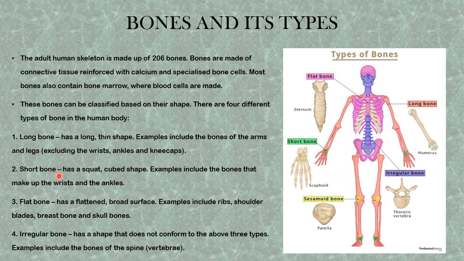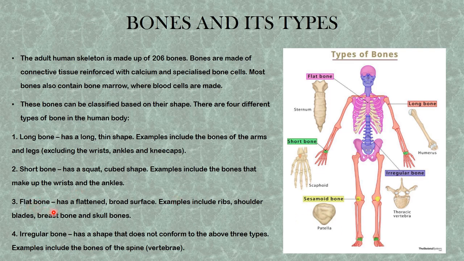Number 2, we have short bones. They have a squat and cubed shape. Examples include the bones that make up the wrist and the ankles, just as you see right here. The green colored bones here, which are found in the wrist and the ankles, are the short bones.